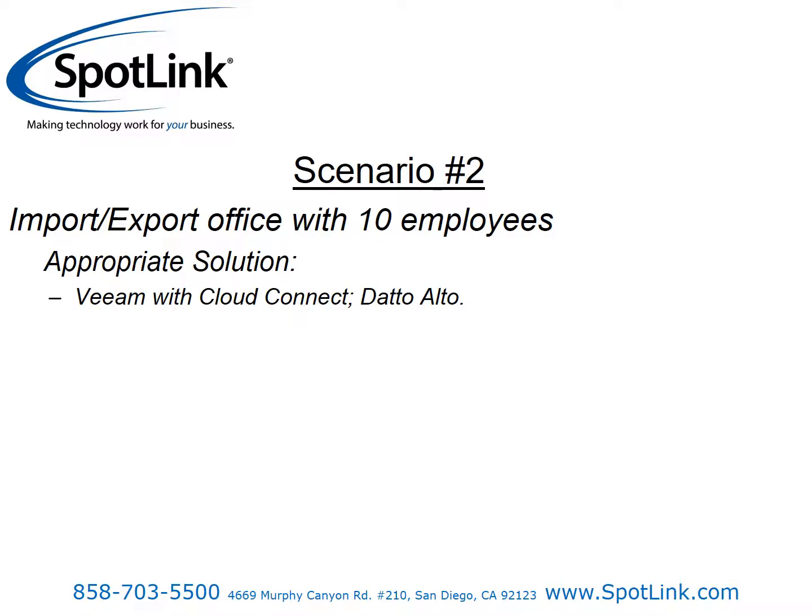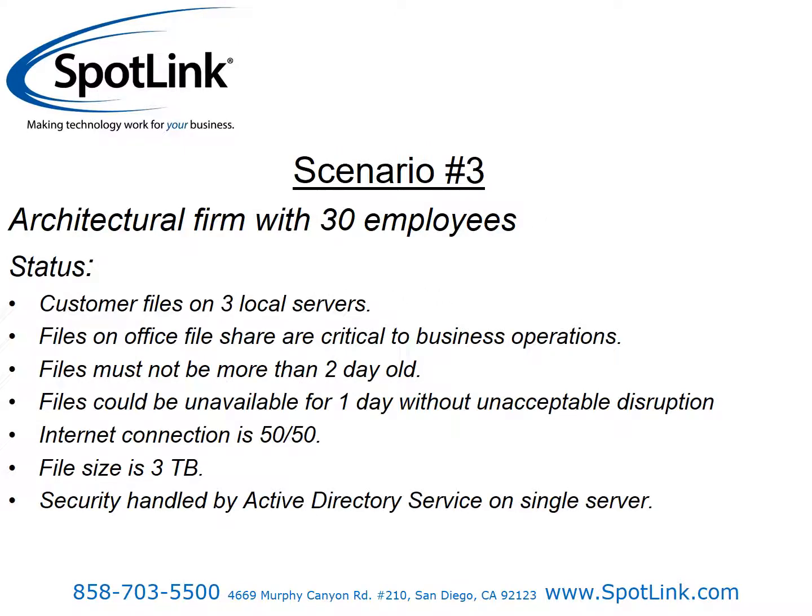Okay, architectural firm with 30 employees, 3 local servers, file share is critical, can't be older than 2 days, and only 1 day without unacceptable business disruption. 50 megabits both directions, and 3 terabytes of data, and authentication locally. So on this, we have a recovery point objective of 2 days, so the files can be 2 days old, but they need to be back up within 1 day of the disaster to keep conducting business. The time to download all files, 140 hours. So roughly a little less than a week.